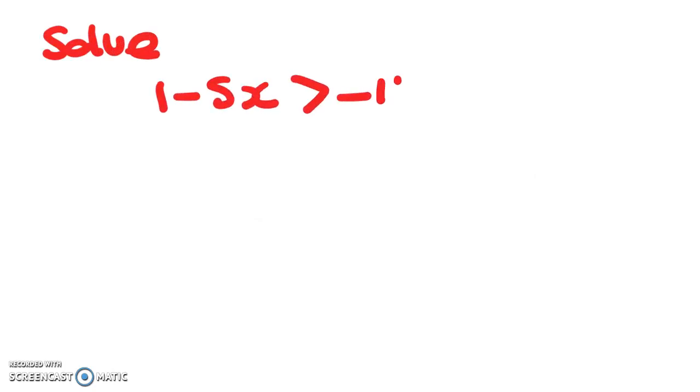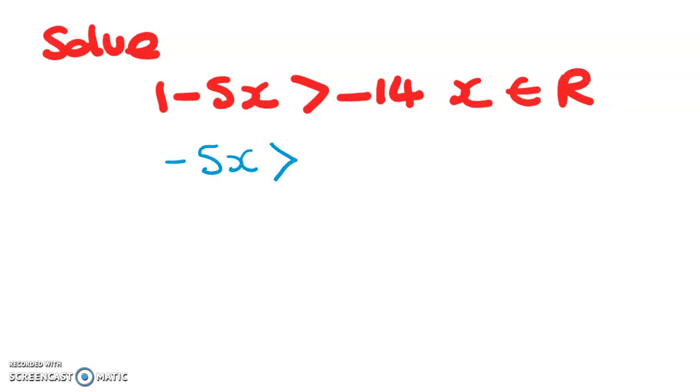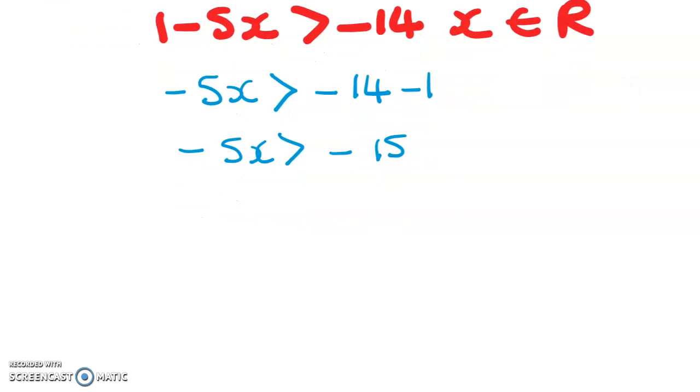Let's say, for example, they say solve. Okay. What we do again, we get our x's to the left, our numbers to the right. There's our sharky sign. Treat it like an equal sign. Bring the +1 over, it becomes a minus. -14 and -1 gives you -15.